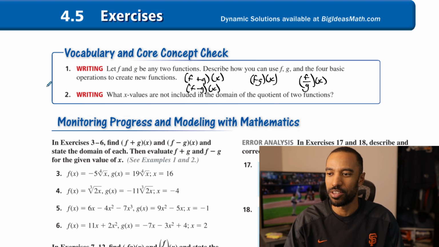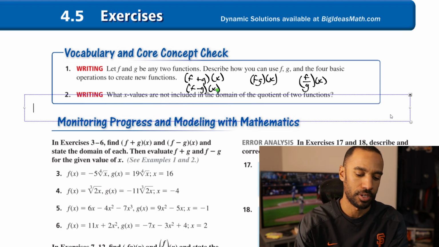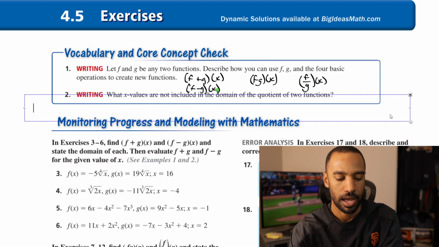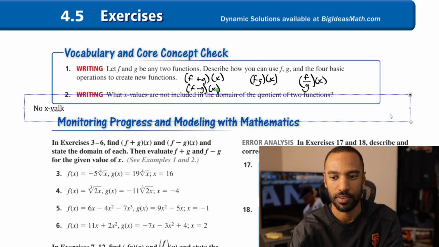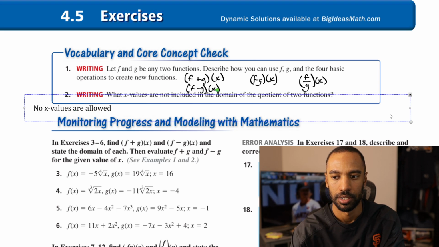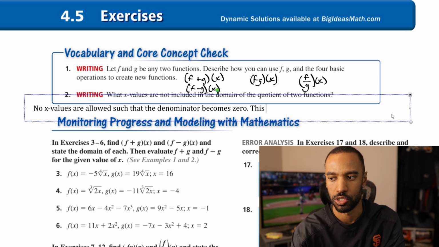Number 2, what x values are not included in the domain of the quotient of two functions? You're not allowed an x value that would get you to divide by 0 in your denominator. So no x values, hyphenated. No x values are allowed such that the denominator becomes 0. This is because you cannot divide by 0.